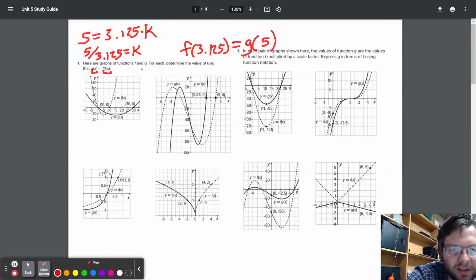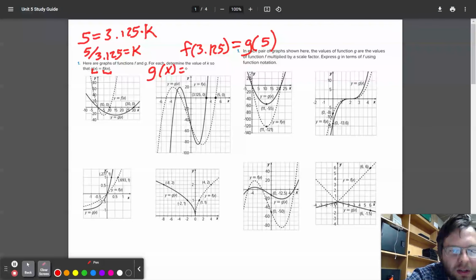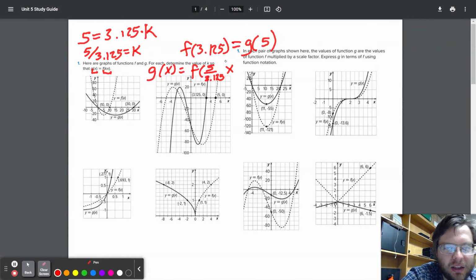And so what that means is g of x is equal to f of 5 over 3.125 of x.